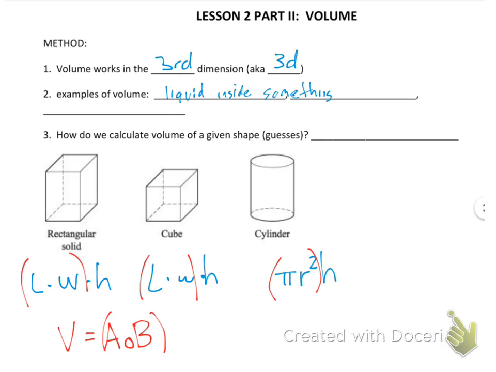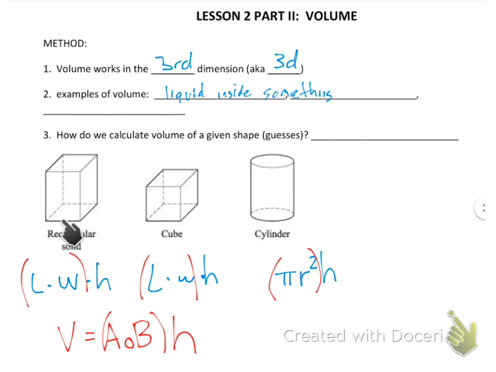AOB times height. Hey, good old Mr. Konjac. Height. And what do you think the AOB stands for? The area of base. The area of the base. Guys, length and width. The length and the width is the area of the bottom.